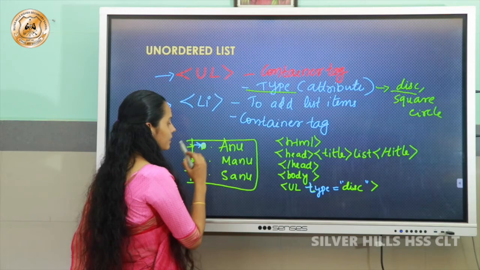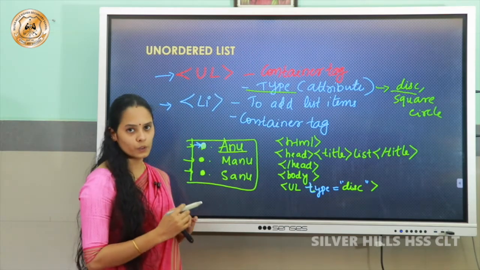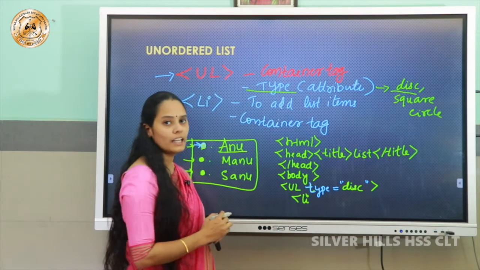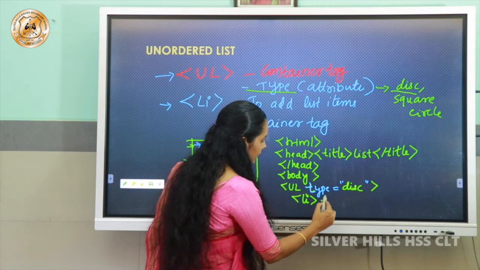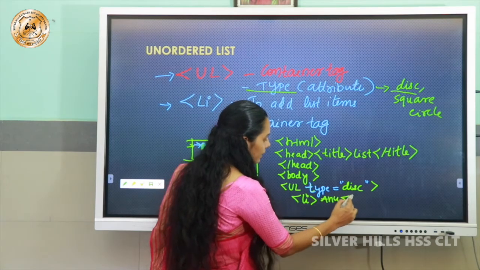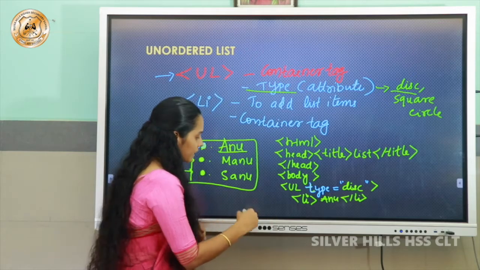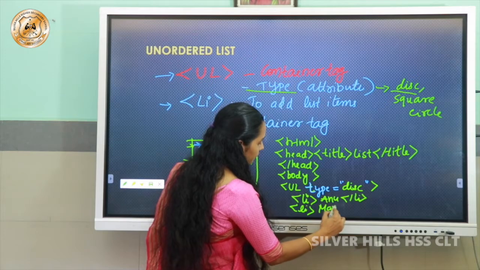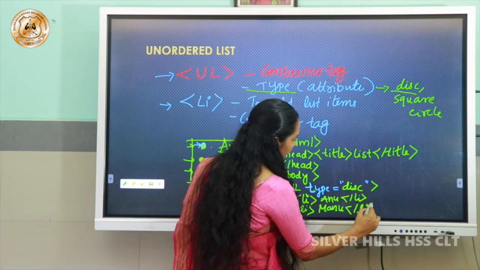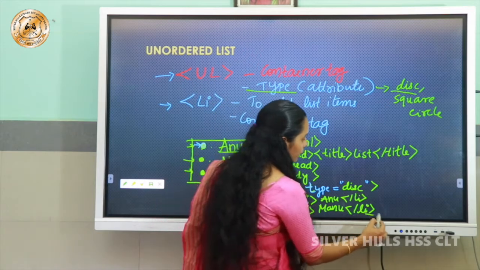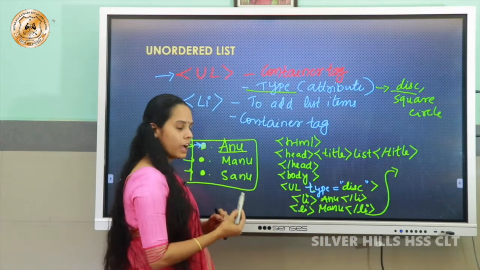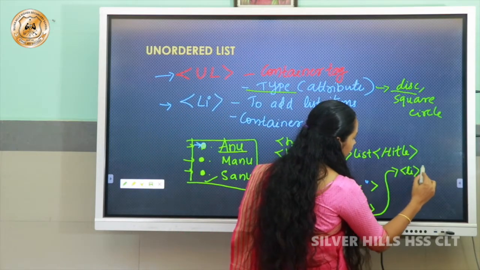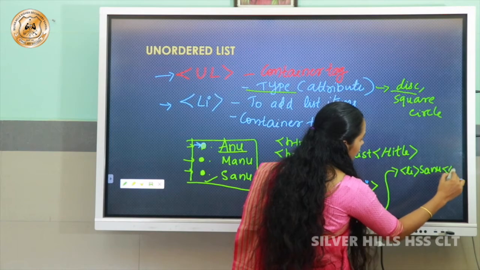Then you need to add the list item. Your first item is what? Anu. Anu is your first item. So here to add the list item, we have to use the tag called li. So write li and then write the first item, that is Anu, and then after writing that, close li. Then the second one is what? Again write li and write the next element, that is Manu, and then close the second li. And after this, I will write the code here. Then after this one, you have to add the third element, that is Sanu. So for that one, you can again write li, Sanu, and then close this li.